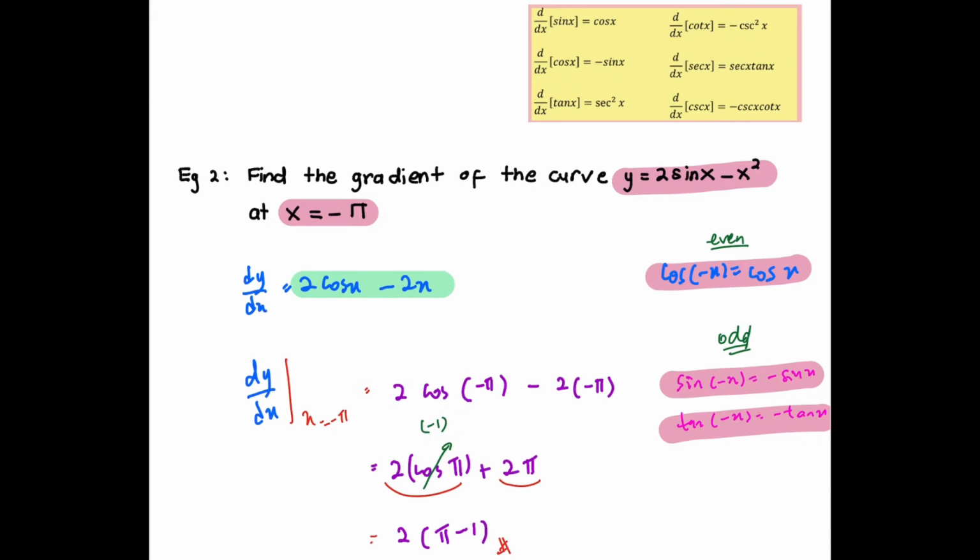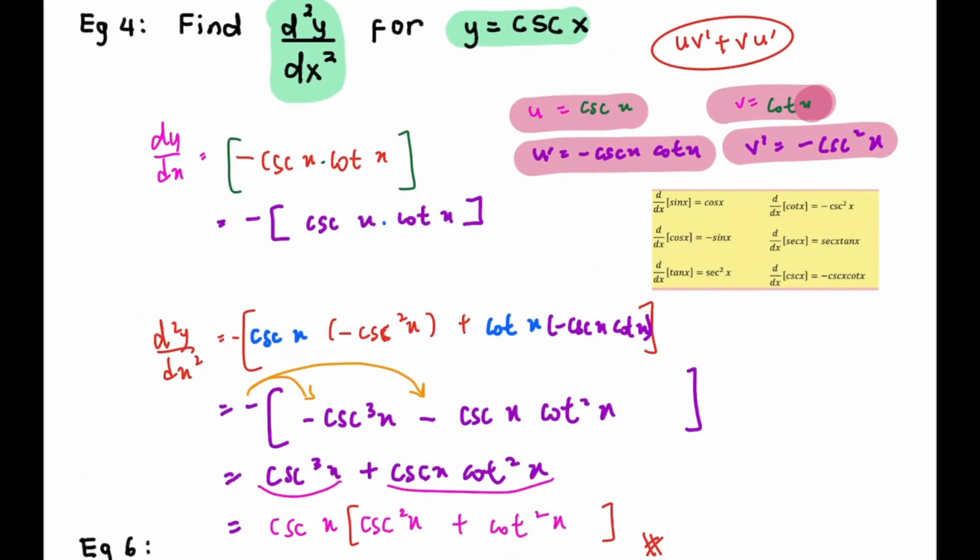So now let's rewrite our answer. This is negative 2 plus 2 pi. And let us factorize the common term 2. So inside the bracket, you are left with pi minus 1. Therefore, this is your final answer, the gradient of the curve at the point x equal to negative pi. Next, let's see example 4.